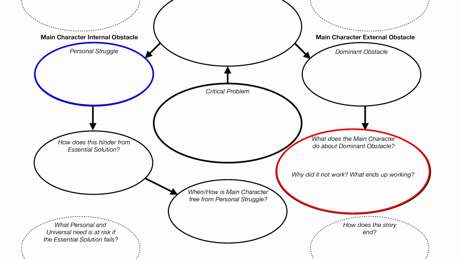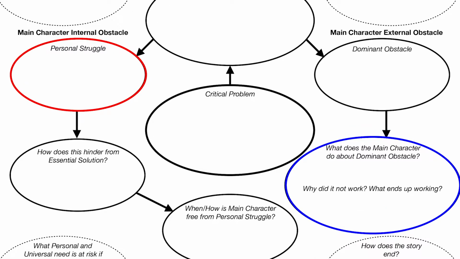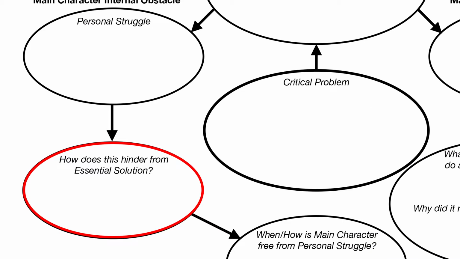All right, so then now we have the other side, the personal struggle. This one is simply, as you've probably heard, the flaw within the character. And it's going to affect some of their decisions, just like the dominant obstacle. What are they going to do to overcome that obstacle? And this personal struggle is going to keep them from also the essential solution. As you can see in the second bubble, how does this hinder the essential solution?